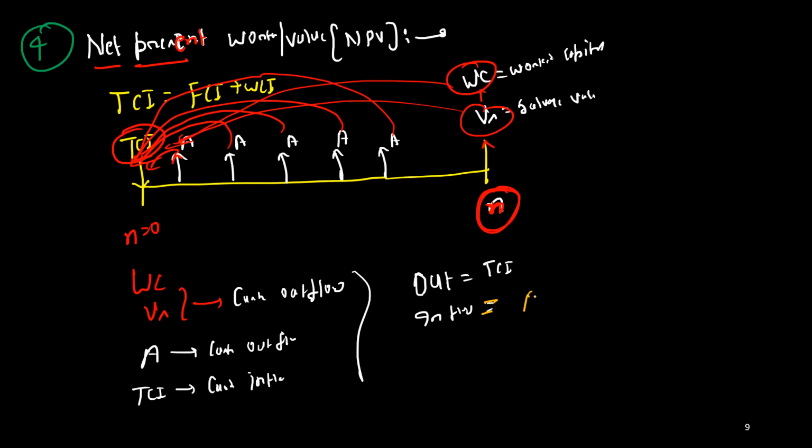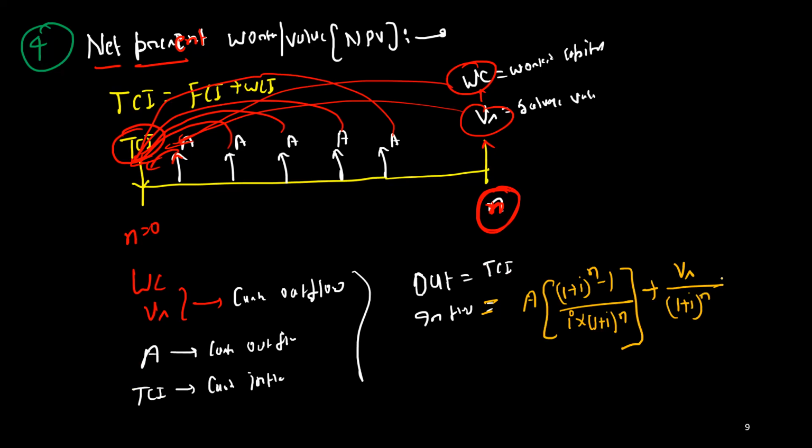You can calculate the present value of all these by using the present worth formula: (1 plus i) to the power n minus 1, upon i into (1 plus i) to the power n. Again, you are getting the salvage value, and the present worth of the salvage value is salvage divided by (1 plus i) to the power n, plus your working capital investment, whose present value is working capital divided by (1 plus i) to the power n. So this one is your inflow, this one is your outflow, fine.